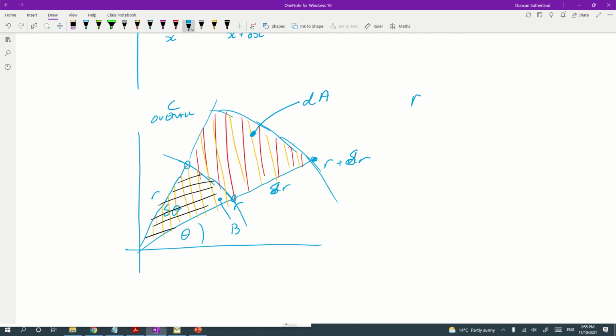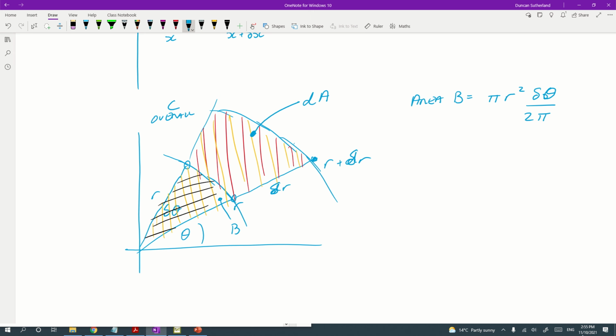The area of B, the formula for a sector of a circle, it's pi r squared times the fraction of the angle in radians, sorry. So that is, the angle is d theta radians divided by 2 pi. Right, that's the sector of a circle area formula.